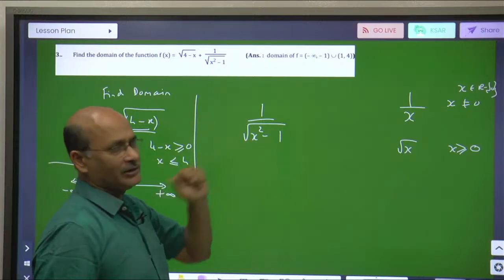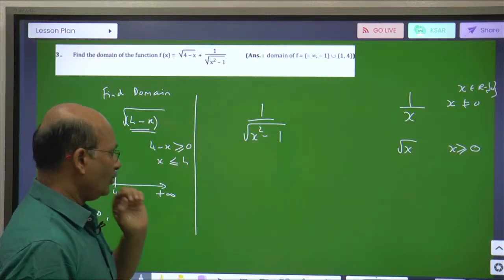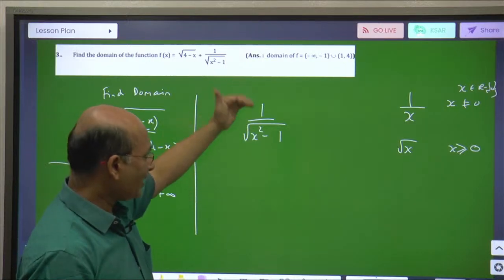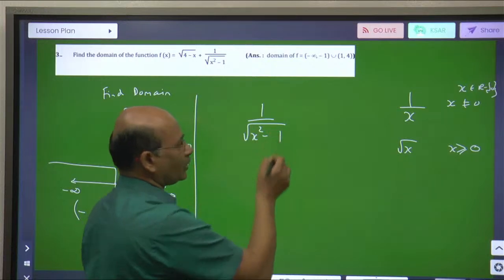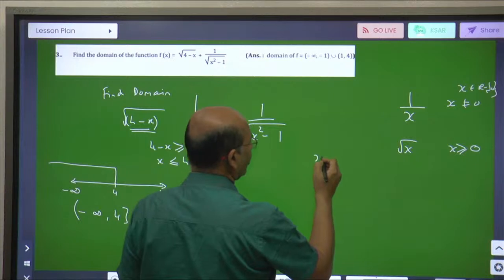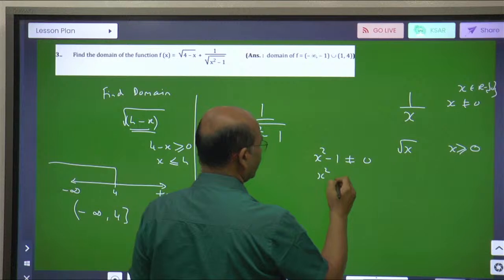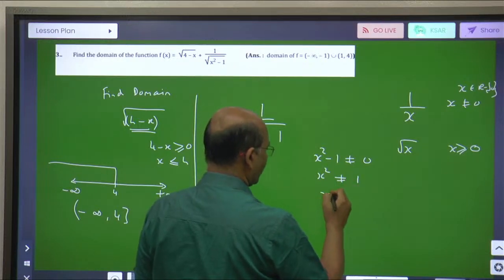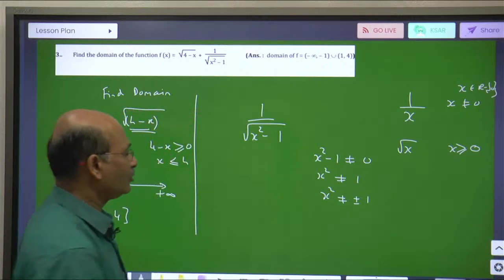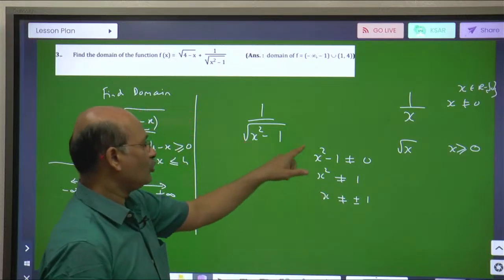Now let us talk about this now. This is slightly becoming complicated now. First thing, it is 1 upon something. So that means the denominator should not be 0. That is important, right? So if the denominator is not equal to 0, that means x square is not equal to 1. x square should not be equal to plus or minus 1. Do you agree? x should not be equal to plus or minus 1. Why? Because the denominator should not be 0.